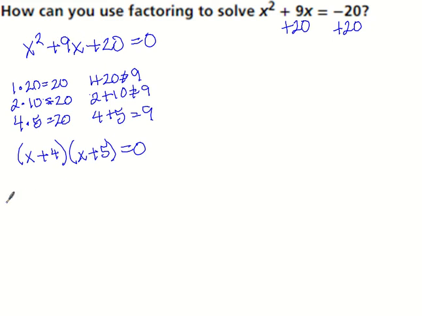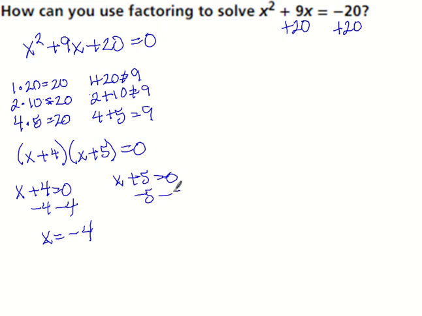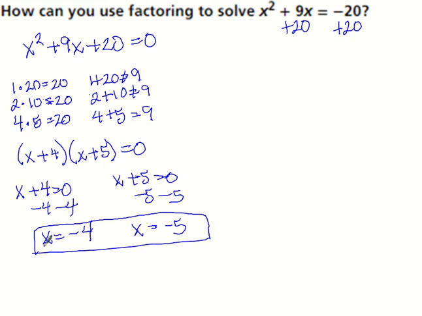Now that we have it factored, we set up our two equations. x plus 4 equals 0, minus the 4. One solution is x equals negative 4. And we do x plus 5 equals 0, minus the 5. We get x equals negative 5. And there are my solutions, my zero solutions.